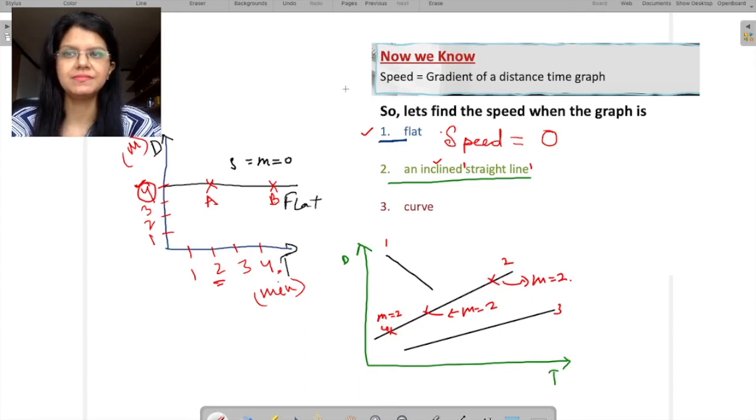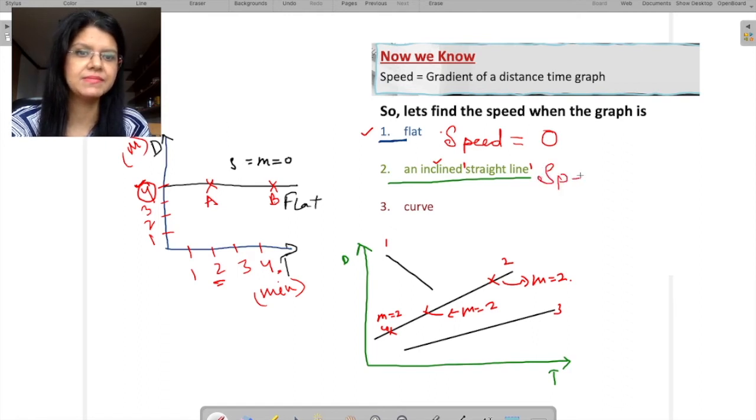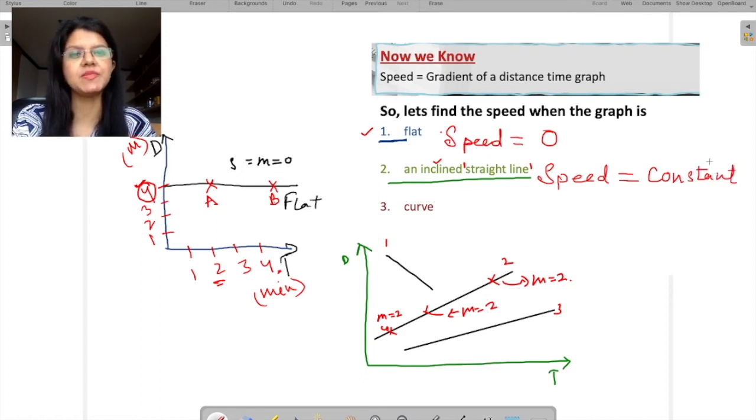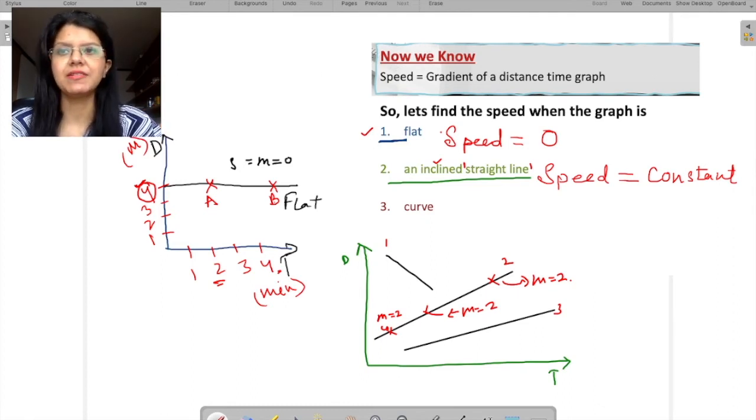So let us write down what we have understood. So for an inclined straight line, what does it prove? What do you infer? That the speed is constant. Constant means if your speed was 2 meters per second, it is 2 meters per second all the time. Or if your speed was 100 kilometers per hour, it is 100 kilometers per hour all the time. Right? Now let us talk about the last point, which is a curve.